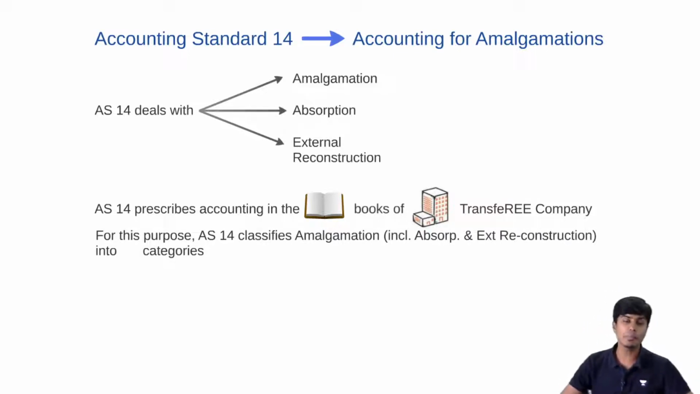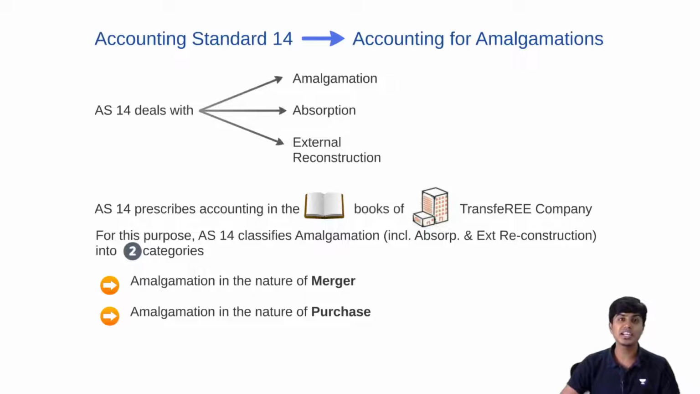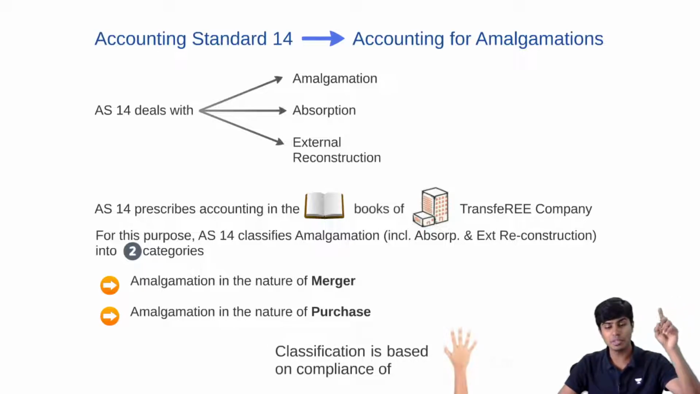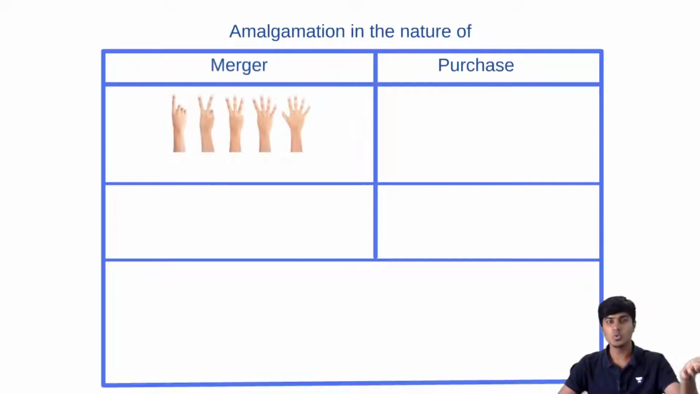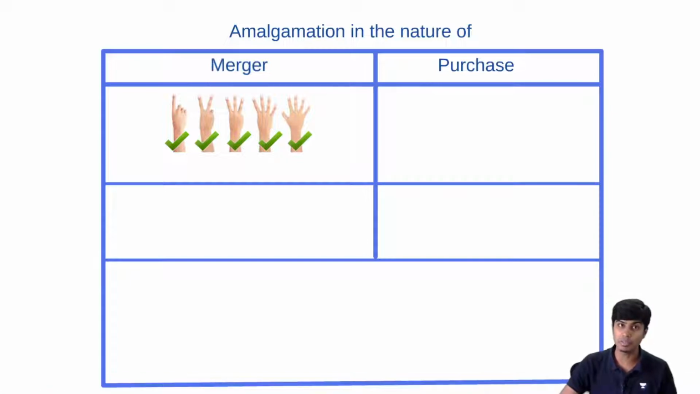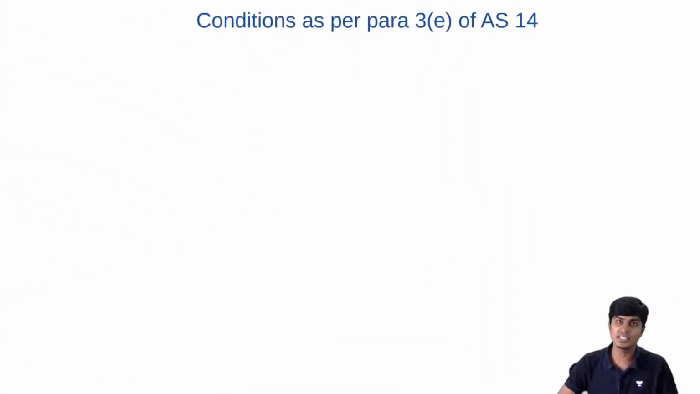For the purpose of amalgamation, Accounting Standard 14 classifies the transactions into two categories: amalgamation in the nature of merger and amalgamation in the nature of purchase, which is decided based upon 5 conditions. Based on these 5 conditions, we determine whether it is merger or purchase. If these 5 conditions are fully satisfied, it would become merger. Even if one out of these 5 conditions is not satisfied, it would become purchase. These 5 conditions are given in para 3E of Accounting Standard 14.